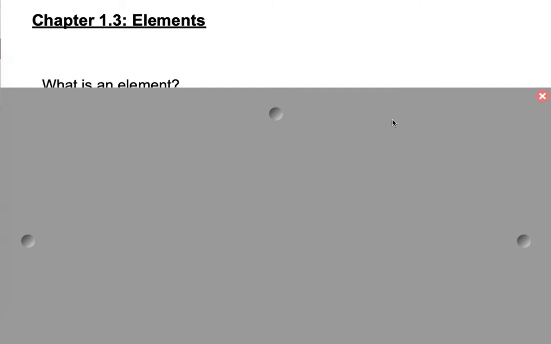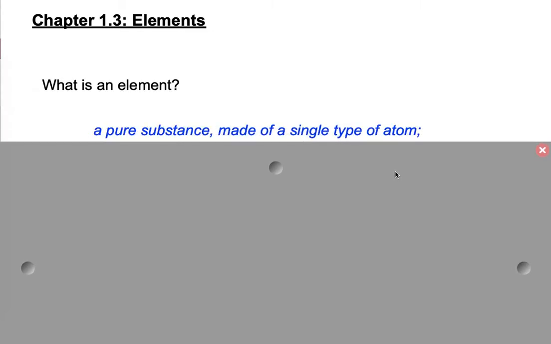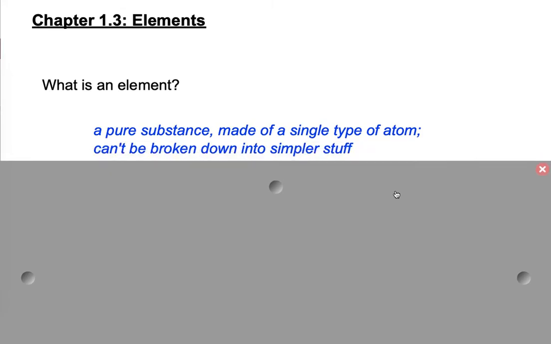In this video, I'd like to talk about some topics from Chapter 1.3 on the elements. What is an element? As we learned in the previous section, an element is a pure substance made of a single type of atom, and because of that, it cannot be broken down into anything simpler.